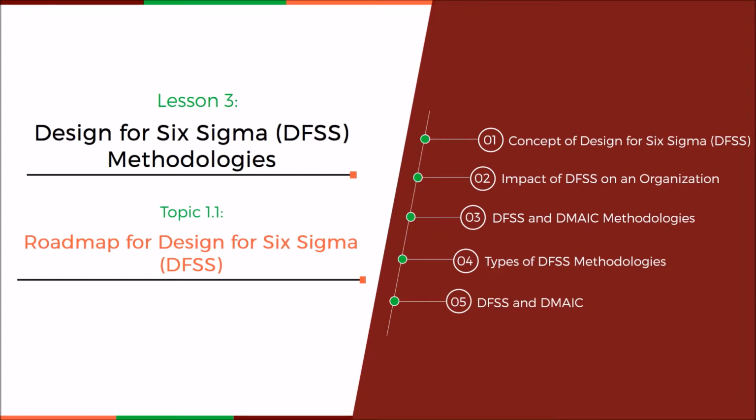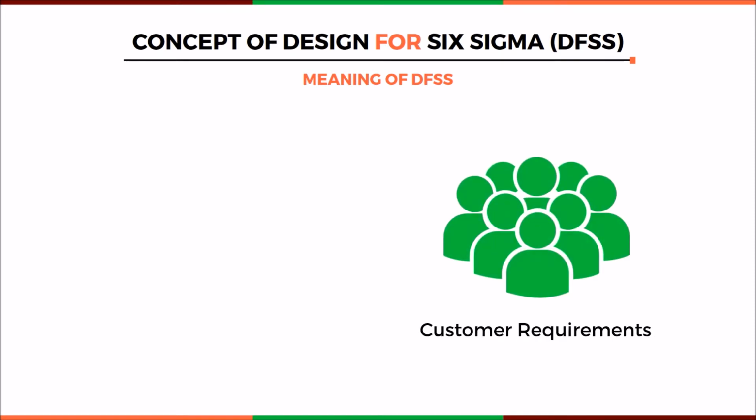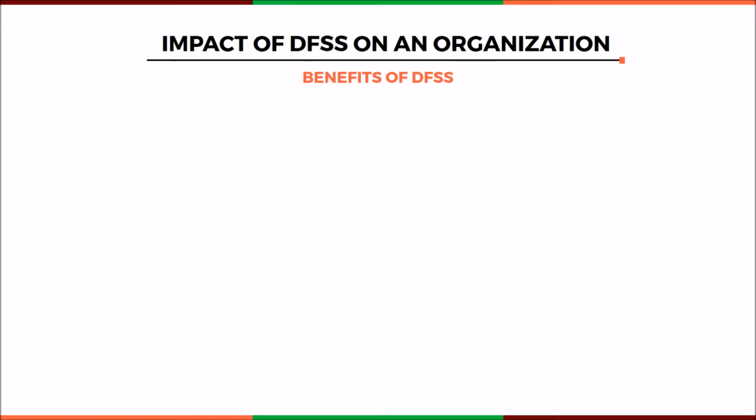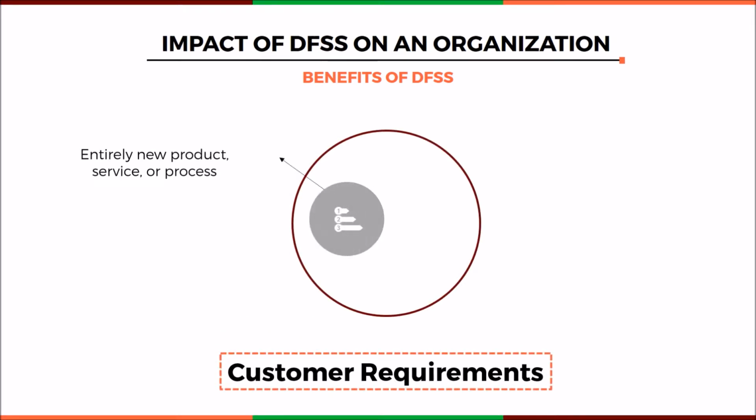Design for Six Sigma, or DFSS, is an approach that ensures a new product or service meets customer requirements. It is a process at the Six Sigma level that uses tools such as quality function deployment, or QFD, and failure modes and effects analysis, or the FMEA. Design for Six Sigma is used to help a business system introduce an entirely new product, service, or process for the customer. It can also be used to introduce a new category of product or service for the business system.